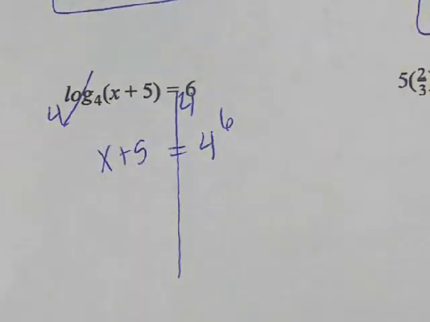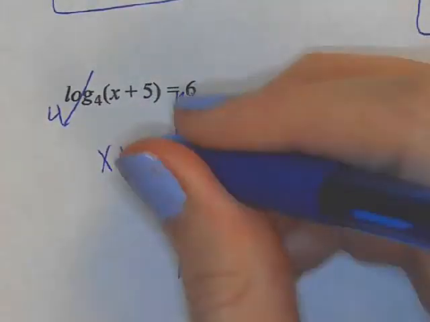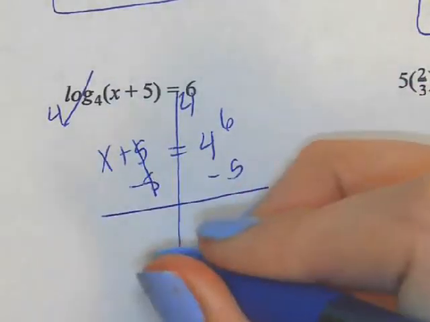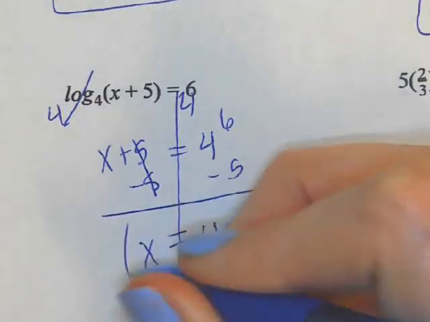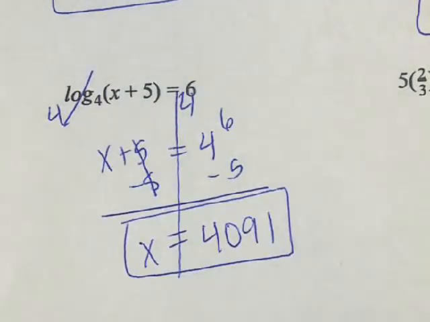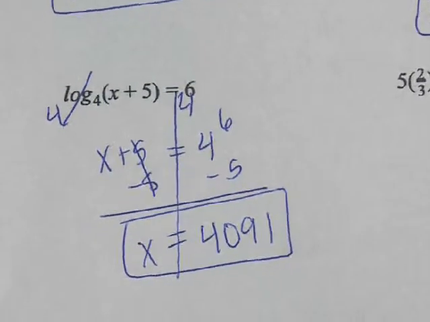And you still have one more step. Okay, put it in your calculator. 4 to the 6th power minus 5 is 4,091. Questions on that one? You really got that. Okay, next one.